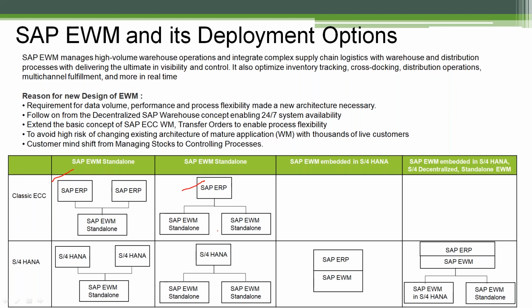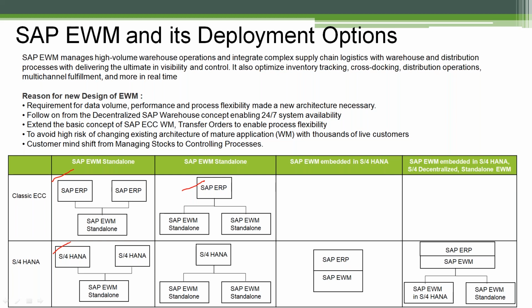Let's now talk about the deployment options that we have in S/4HANA. In S/4HANA, we have both options, embedded as well as decentralized. One option is that your ERP modules like MM, PP, SD, QM, all those modules can be part of S/4HANA, and you can continue to use EWM as part of decentralized SCM-based, or installed separately in NetWeaver. You call it a standalone warehouse. You can still continue to use EWM as a standalone warehouse.